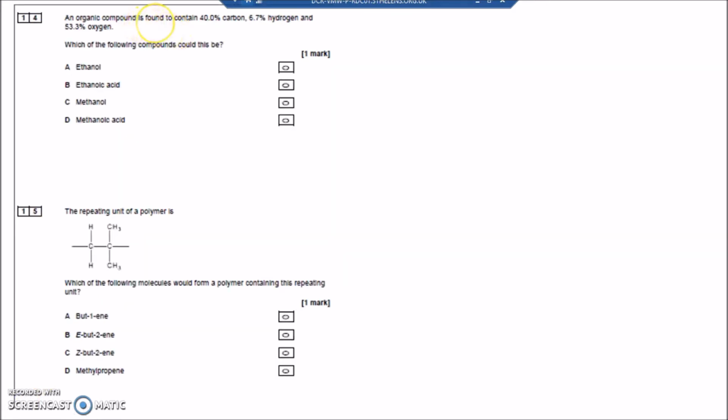Question 14. An organic compound is found to contain 40% carbon, 6.7% hydrogen and 53.3% oxygen. So if we had 100 grams of it, let's say, we'd have 40 grams of carbon, 6.7 grams of hydrogen and 53.3 grams of oxygen. If you divide by the mass of each of them, so carbon's 12, hydrogen's 1 and oxygen's 16, you'll find out the respective ratio of the amounts of each of those in there.